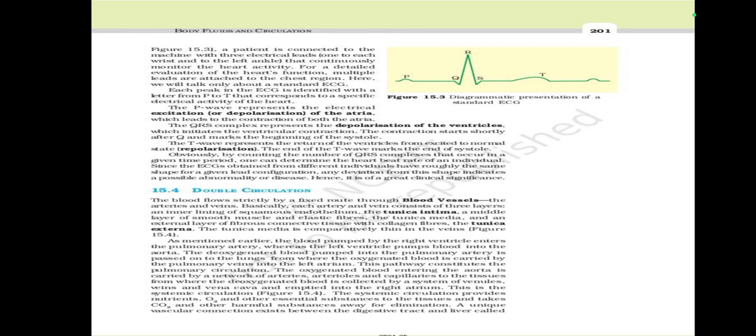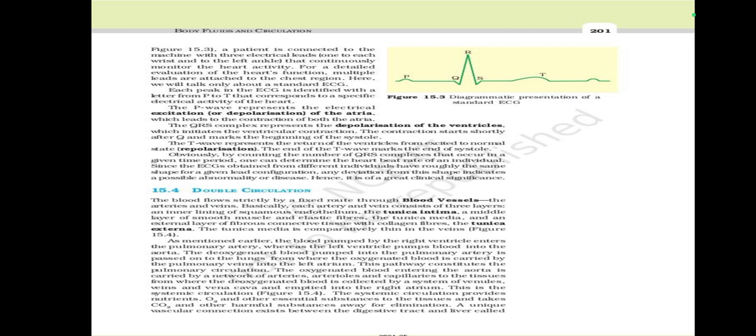Figure 15.4. As mentioned earlier, the blood pumped by the right ventricle enters the pulmonary artery, whereas the left ventricle pumps blood into the aorta. The deoxygenated blood pumped into the pulmonary artery is passed on to the lungs. From there, the oxygenated blood is carried by the pulmonary veins into the left atrium. This pathway constitutes the pulmonary circulation.